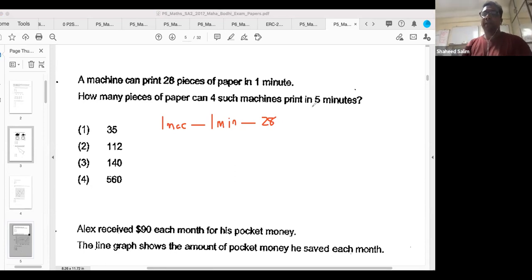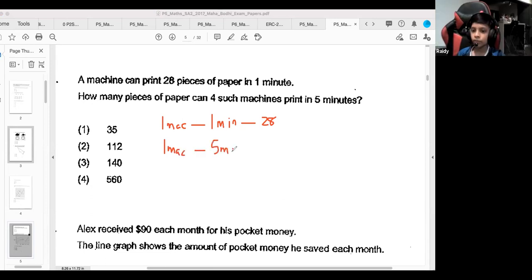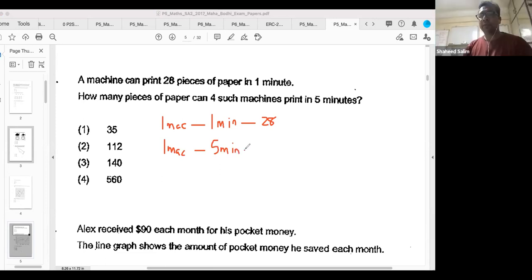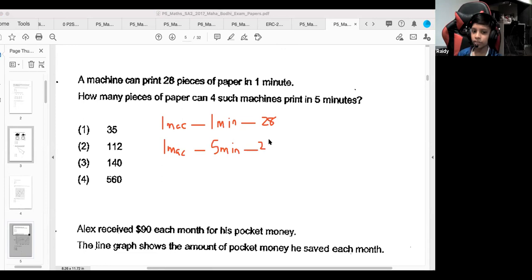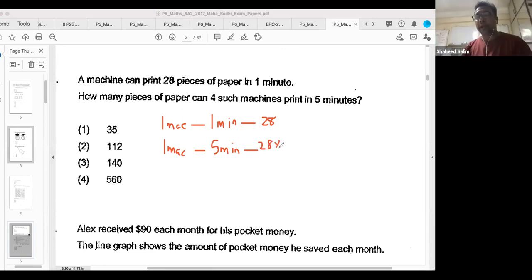Now, how many minutes are you going to do? One machine, don't do one shot, no. 5 minutes, do 5 minutes now. Yes, you find 5 units. Once you find 5 units, it will be 140. So you times 5. What do you get? You get 140. Okay, correct.